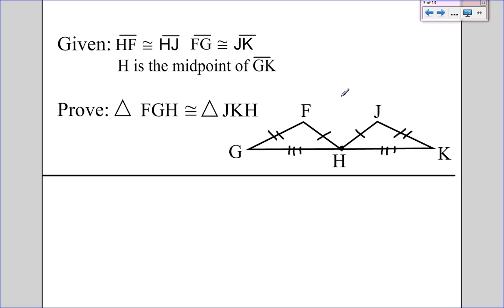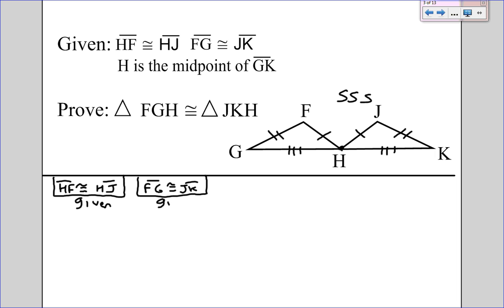So once again, we're going to prove this one by side, side, side. So go ahead and draw your givens, your boxes for your givens, after you draw your line across the page. HF is congruent to HJ, given. FG is congruent to JK, given. And finally, your last given is kind of a lengthy one. H is the midpoint of GK. And that's a given.